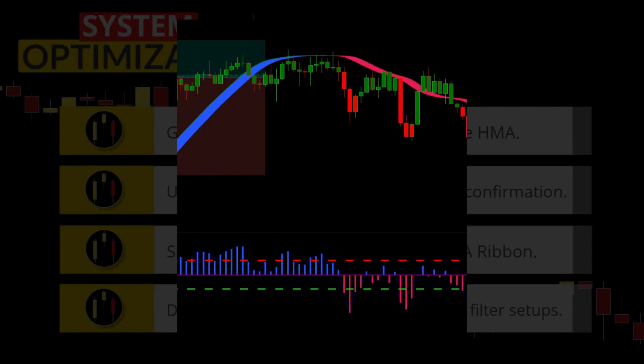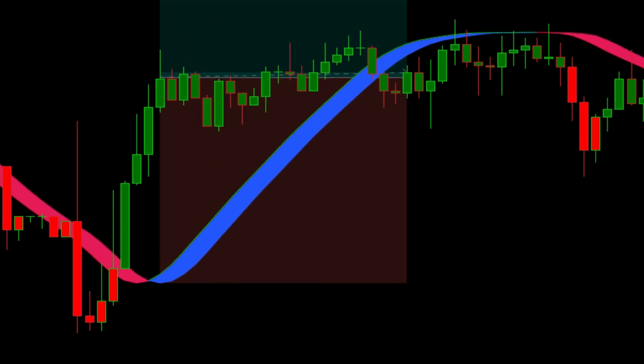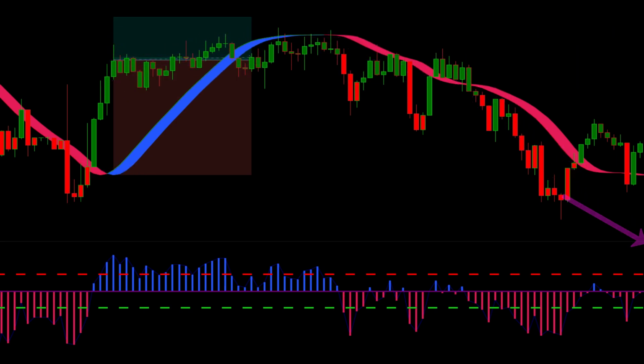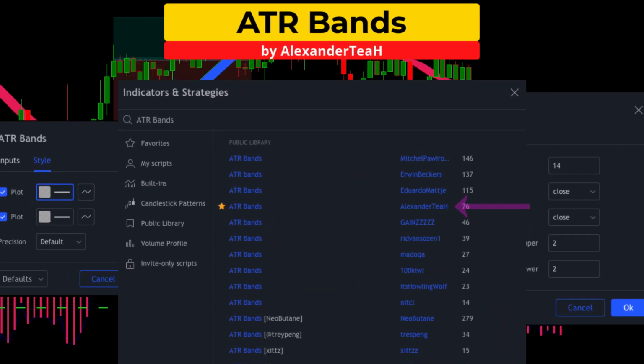Third, and this is more subjective, but looking at this chart, you can see that there is a huge gap between the HMA ribbon and price, and this could be an indication that this entry signal is late and you missed most of the move. For a more objective view of this, you could deploy an ATR ribbon, maybe at 2 times the ATR for the settings.